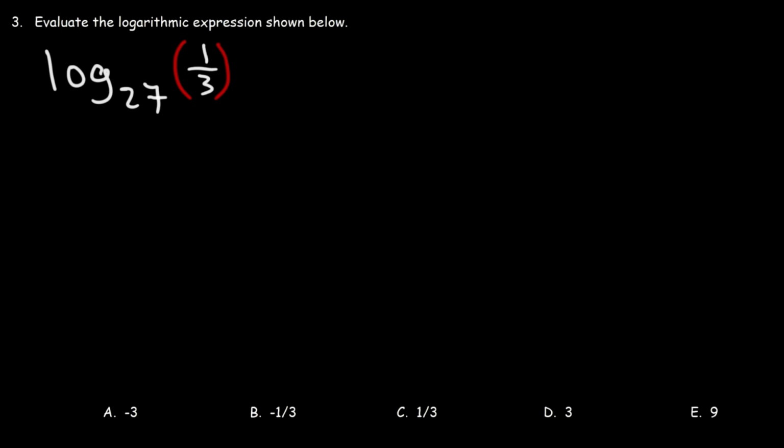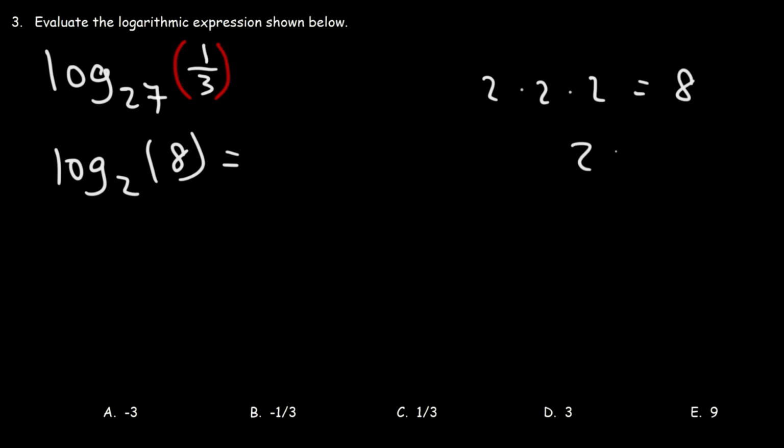So what is log base 27 of 1 over 3? Now there's multiple ways in which you can get the answer, but let's talk about how to do it mentally. First, what is log base 2 of 8? How many 2's do you need to multiply to get to 8? You need to multiply 3 2's to get to 8. So 2 to the third power is 8. So it turns out that log base 2 of 8 is 3.